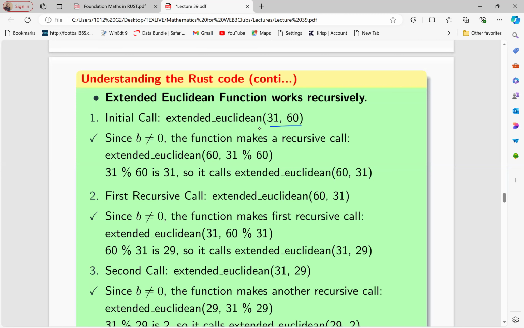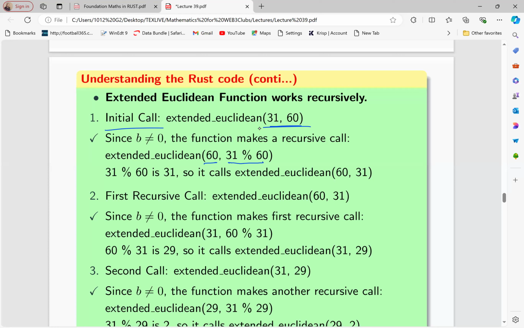The initial call is for that. Is that okay? Since p is not 0, there will be another call, and the calls continue until p becomes 0. So since p is not 0, we now call for b and the remainder of a on division by b.